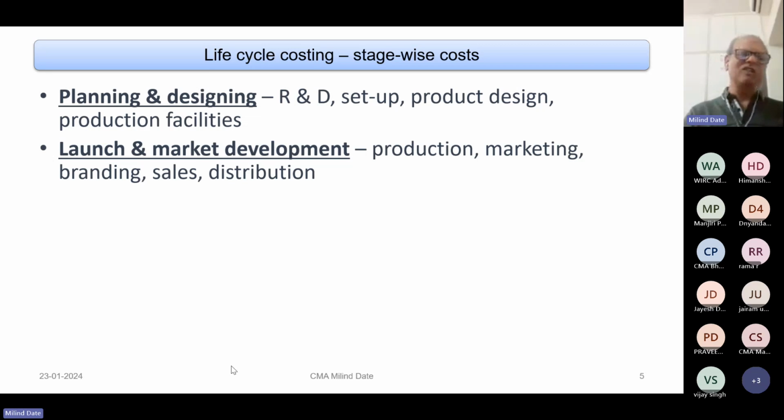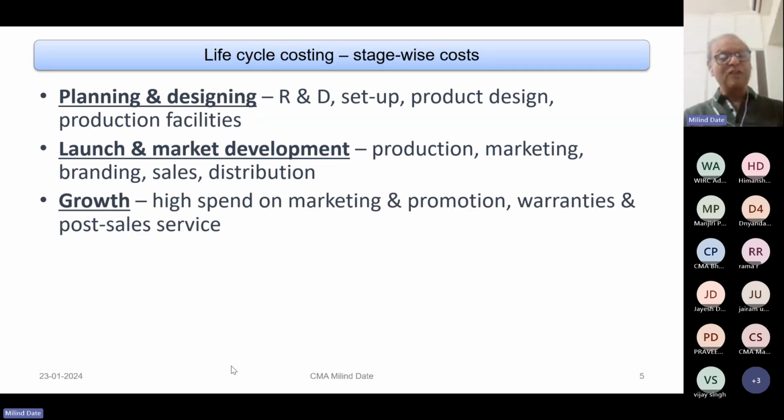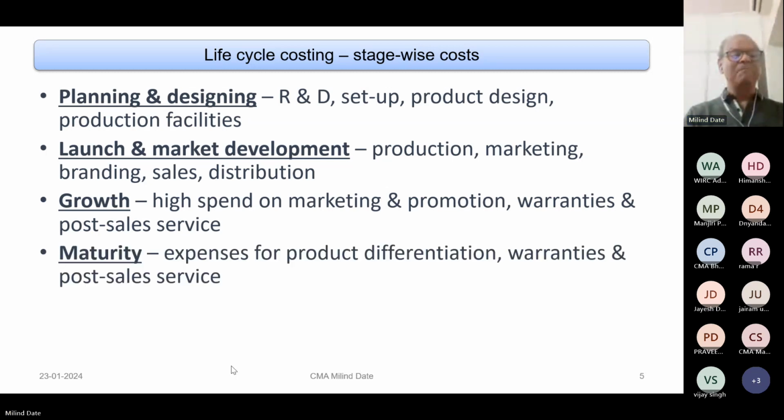Launching marketing expenditure, huge expenditure when you launch a product to create market, to create customer awareness, sensitizing them. So a lot of branding related expenses you incur, sales, distribution, growth phase also, very high spend on marketing and promotion. Warranties will now kick in. Post sale service will be there. A lot of expenditure to maintain warranties, etc.